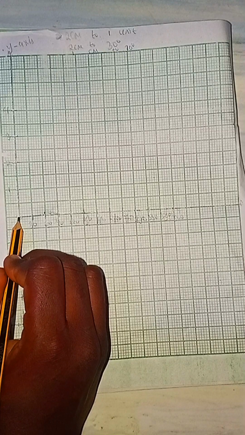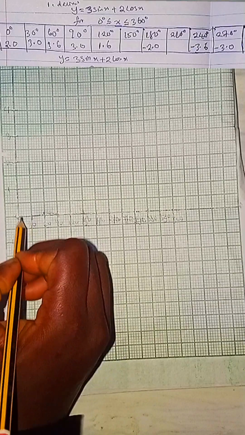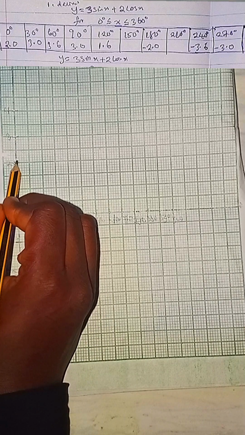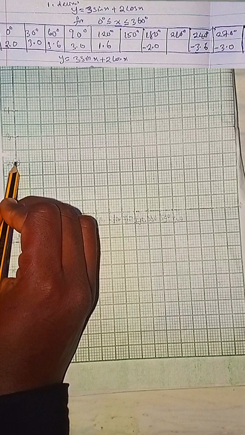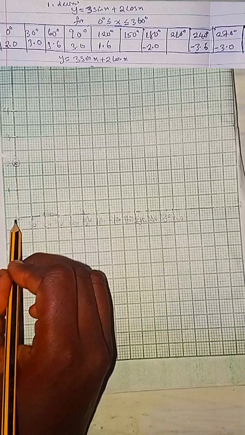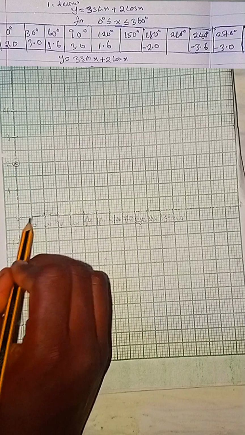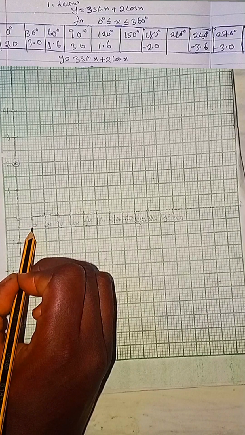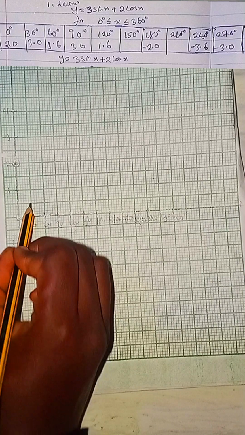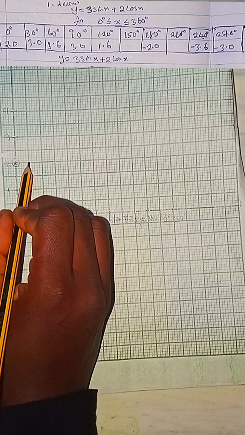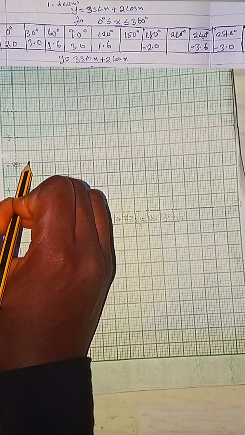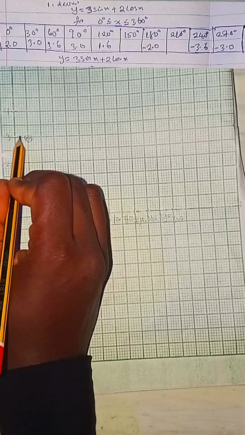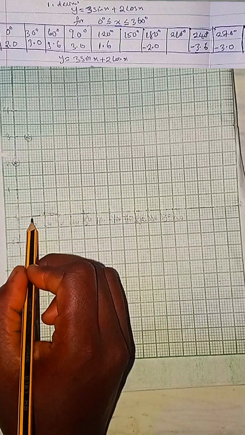When x is 0, y is 2.0. This is y, this is 2.0, the thick line. At this point, y is 2, the value of x is 0. When x is 30°, the value of y is 3.0. Here is 30, then trace the thick line. This is 3, then the thick line, then circle. From this thick line, y is 3, x is 30.